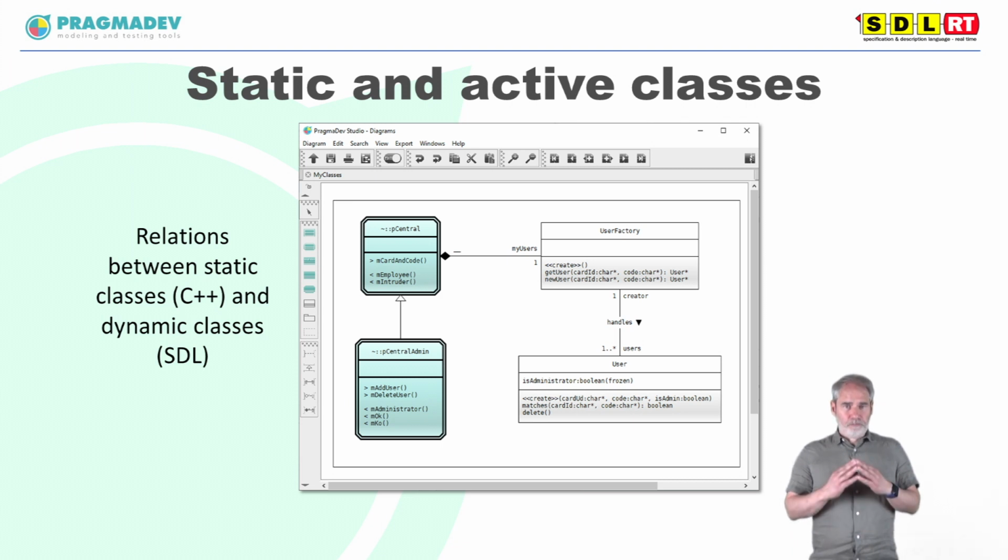Please note that when it comes to the underlying code, the passive classes are generated as C++ classes and the active classes are generated as C or C++ state machines running as an independent thread of the operating system.